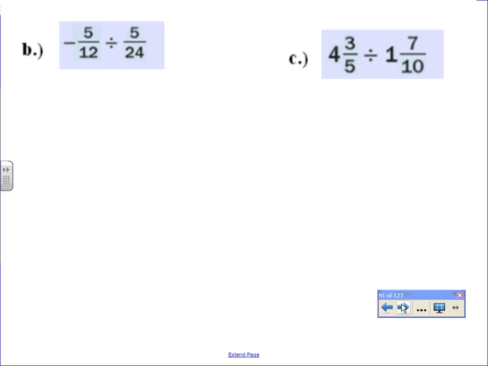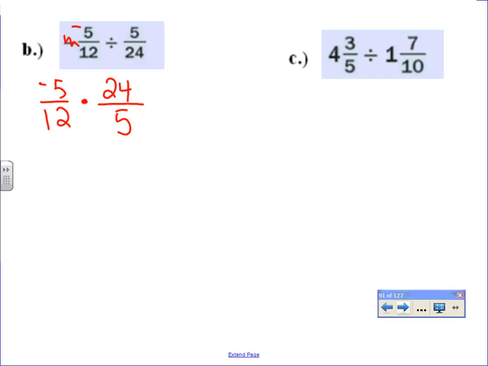Okay, letter B. Let me write down the keep, change, flip part because some of you guys and girls made little mistakes. First thing, put the negative with the 5. Negative 5 over 12. Change, so change division to multiplication. Flip the second fraction. So 5 over 24 becomes 24 over 5. Keep, change, flip. Please make sure that you're flipping or taking the reciprocal.